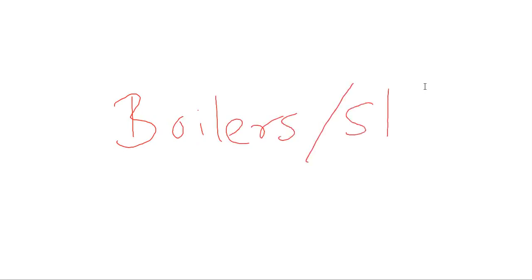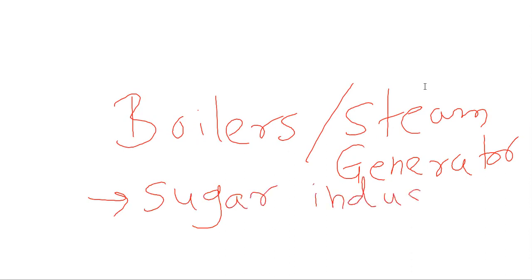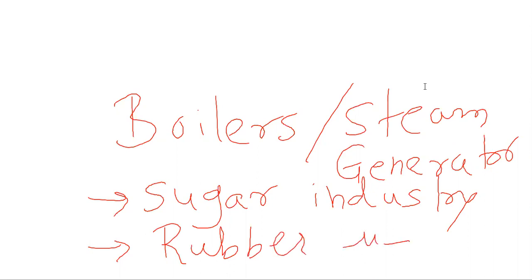So you know that steam generators or boilers are widely used in industry, and generally we find them in process industries. For example, process industry means, let us say, the sugarcane industry, or some plant like the rubber industry. You'll find that process boilers are used.